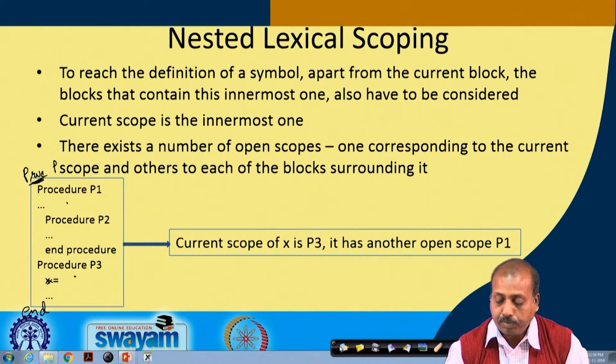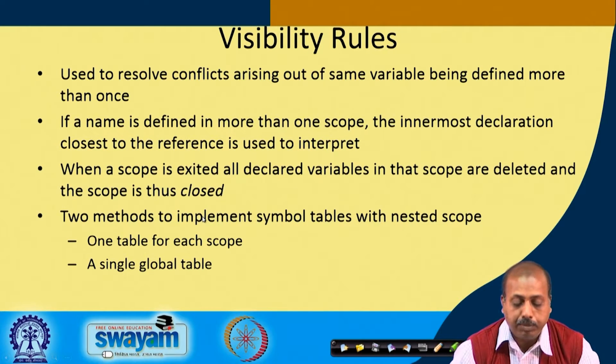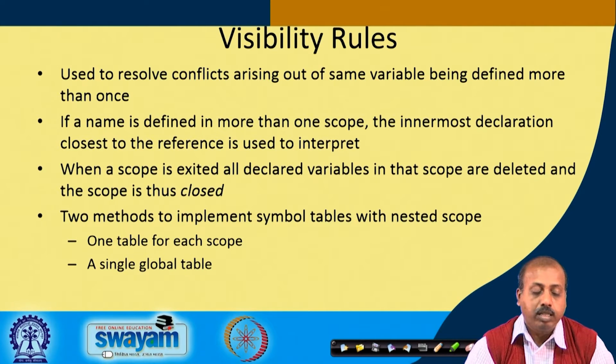Okay. So, this way the nested lexical scoping is defined, and there are some visibility rules. These are used to resolve conflicts arising out of the same variable being defined more than once, and if a name is defined in more than one scope, the innermost declaration closest to the reference is used to interpret. So, this is actually the tie breaking rule.